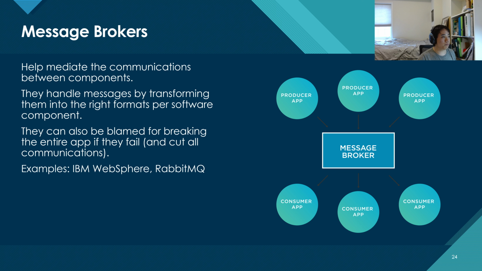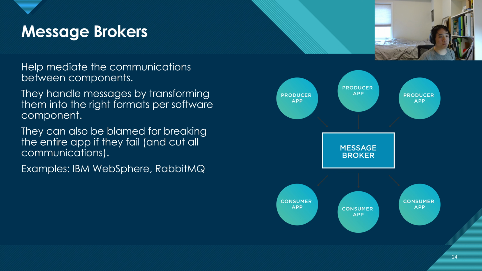Next up is the message broker. This is where we have the message relay. We have a thing called the message broker in the middle, where maybe some apps want to send a message to some consumer. The message broker is going to relay this message and send it over to the right consumers. We have different message brokers here: IBM WebSphere, and we also have RabbitMQ.